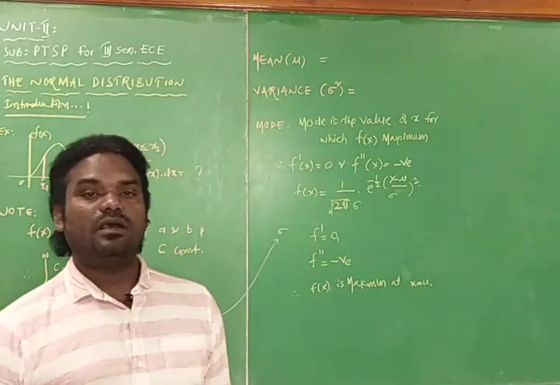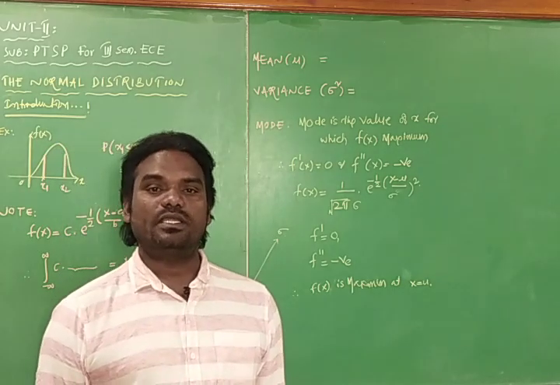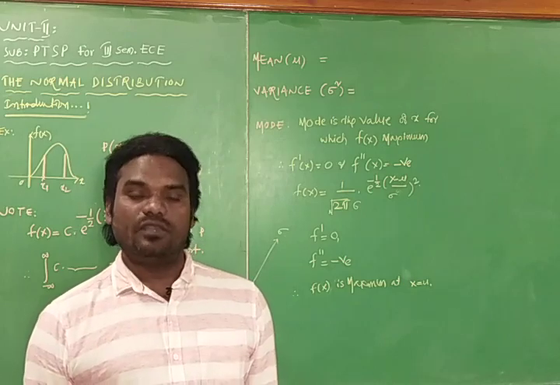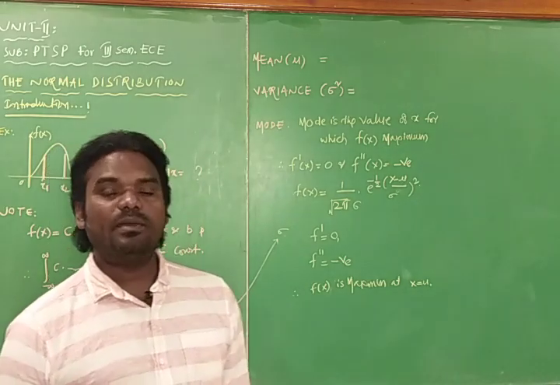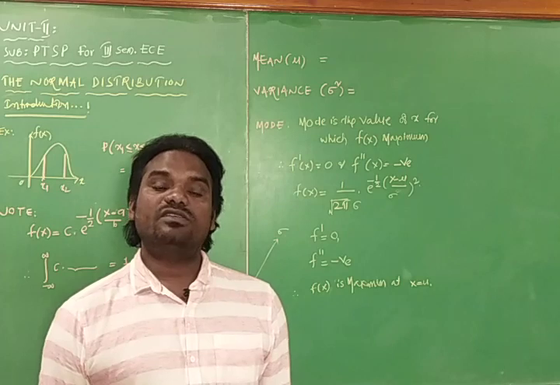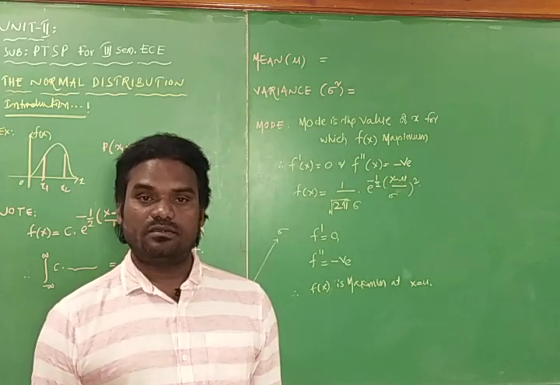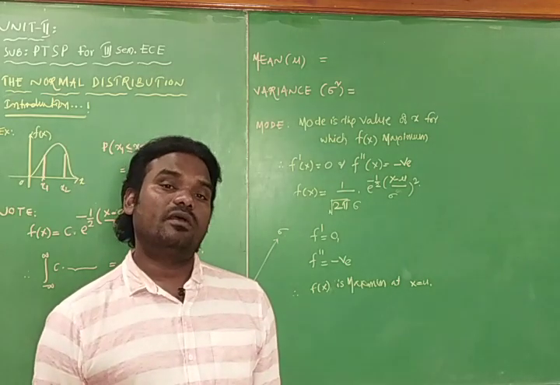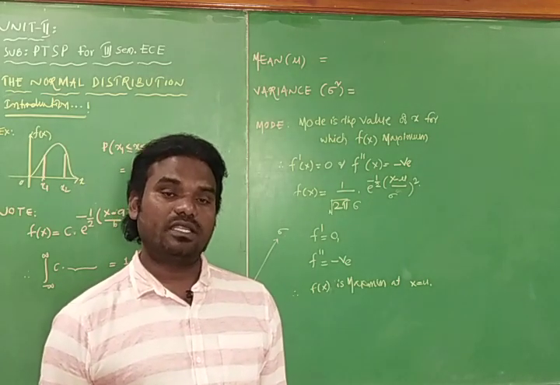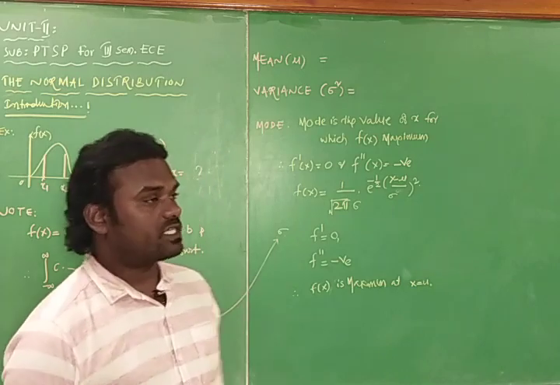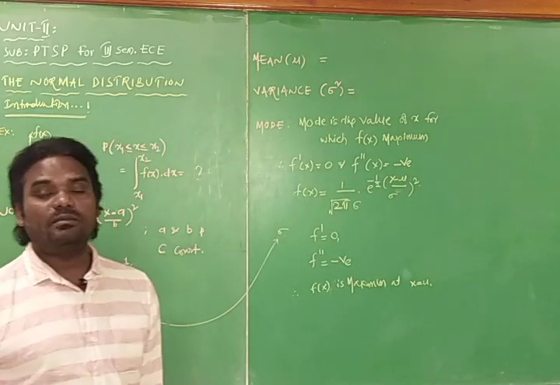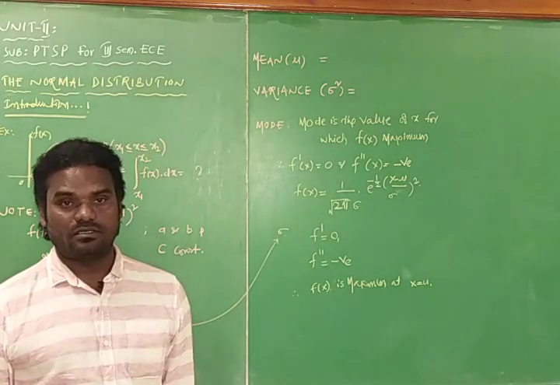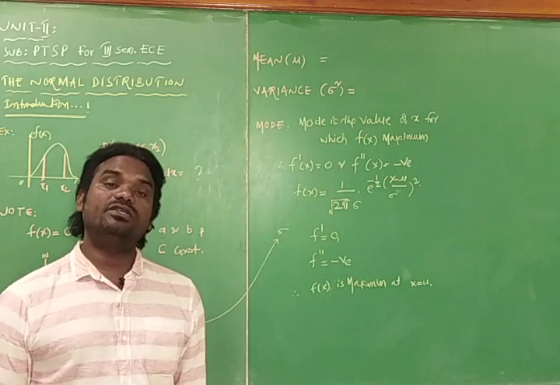But the problem with the binomial distribution and the Poisson distribution is that they are limited to particular signals only. That means we are limited to particular random variables only. Poisson distribution and the binomial distribution apply when the random functions are discrete in nature. When we talk about the normal distribution, it can be applied for continuous random variables.